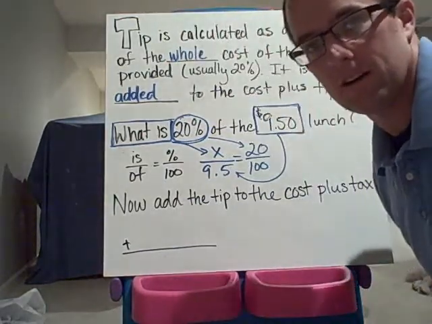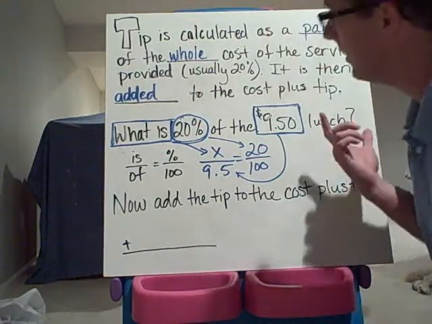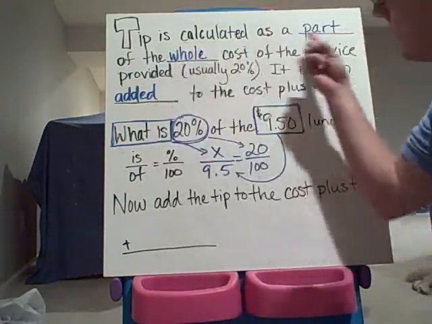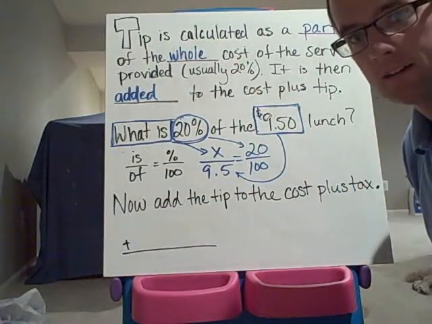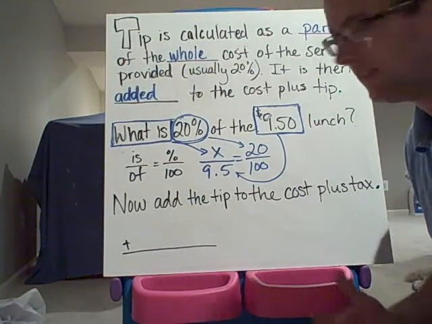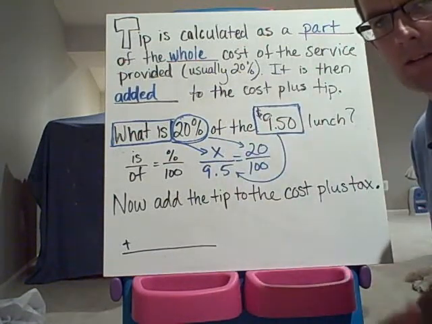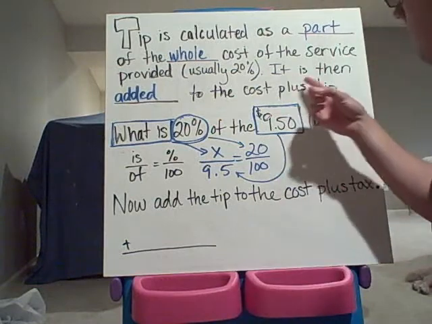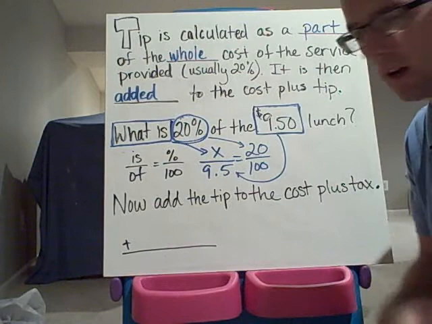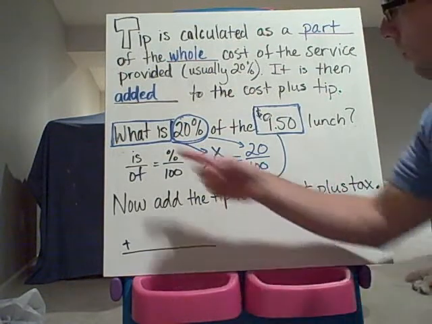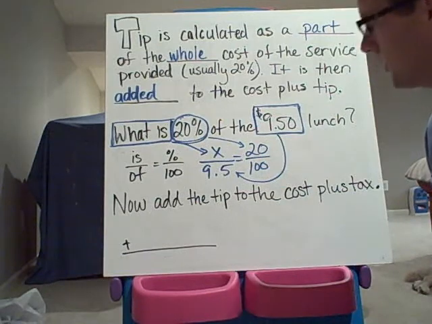We have to tip our waiter, right? So you calculate tip the same way. All you do is you calculate it as part of the whole of the cost of the service that was provided. Right? We should have done that. It's usually customary to tip 20%. It is then added to the cost, plus the tip that you calculated before. So, what is 20% of the $9.50 lunch?